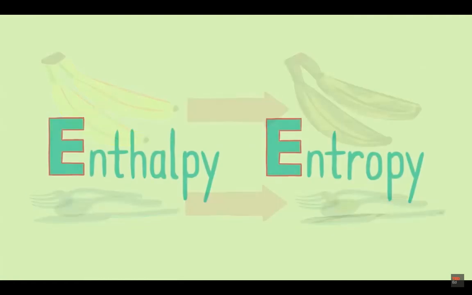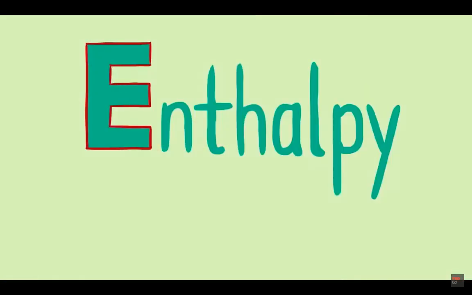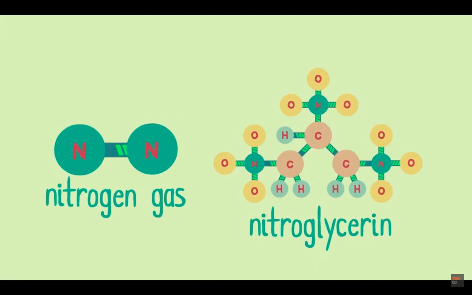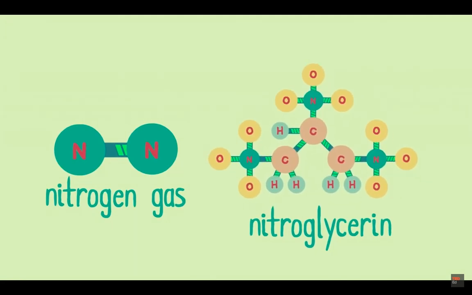So, what are these E words, and what's their big idea? Let's start with enthalpy, an increase or decrease of energy during a chemical reaction. Every molecule has a certain amount of chemical potential energy stored within the bonds between its atoms. Chemicals with more energy are less stable and thus more likely to react.